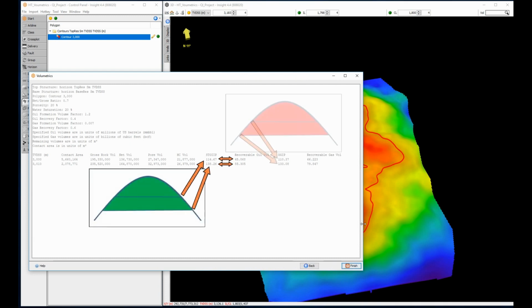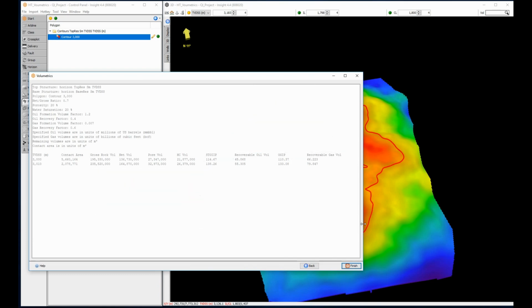Oil and gas volumes are calculated for each contact supplied. To work out the volume between contacts, simply subtract the upper volume from the lower one. Gross volumes are reported in meters cubed, oil as millions of US barrels, and gas as billions of cubic feet.